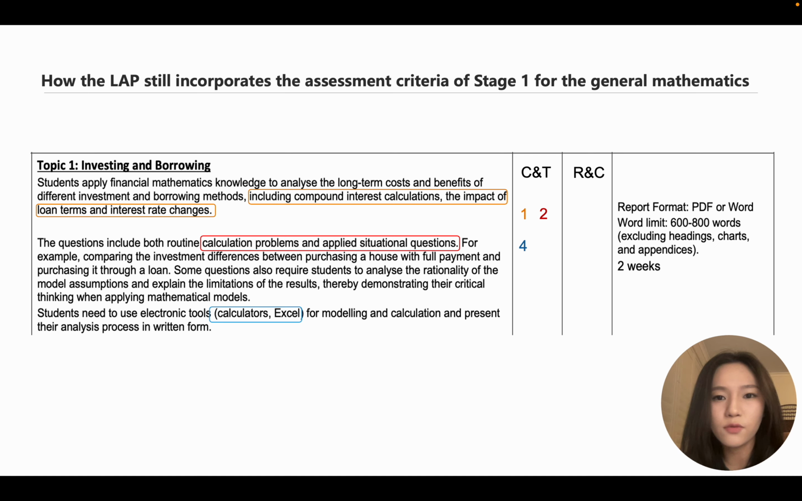And moving on to the reasoning and communication criteria. Students interpret results for RC1, and students present conclusions from analyzed results for RC2. And the last green part is where students communicate clearly in their report for RC4, and test predictions like interest rate change for RC5.